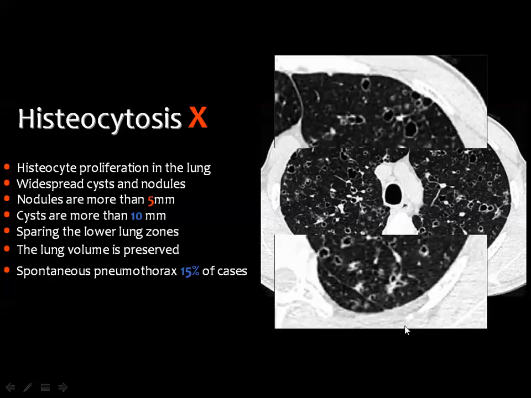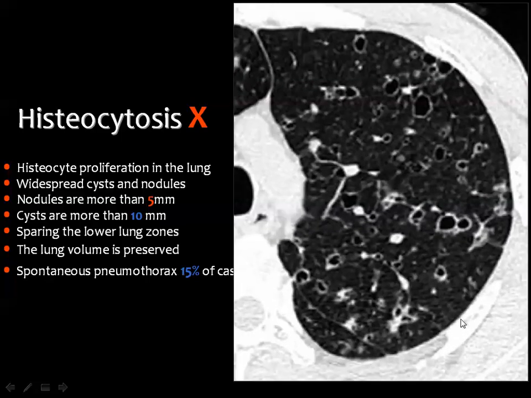If you look carefully, you see that the cysts are bizarre in shape, they are variable in size, they have thick margin, they can spare part of the lung in between. Some cases will show scattered pulmonary nodules. The cysts do not usually affect the lung bases, and the volume of the lung is preserved.